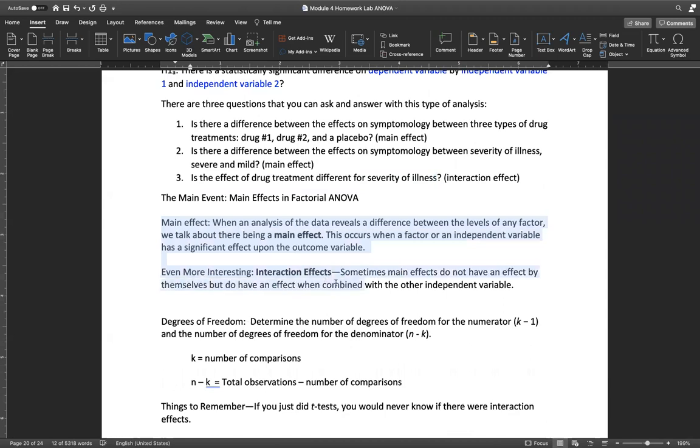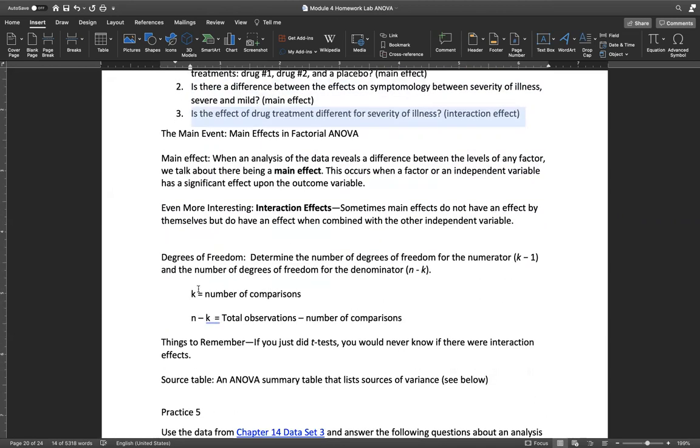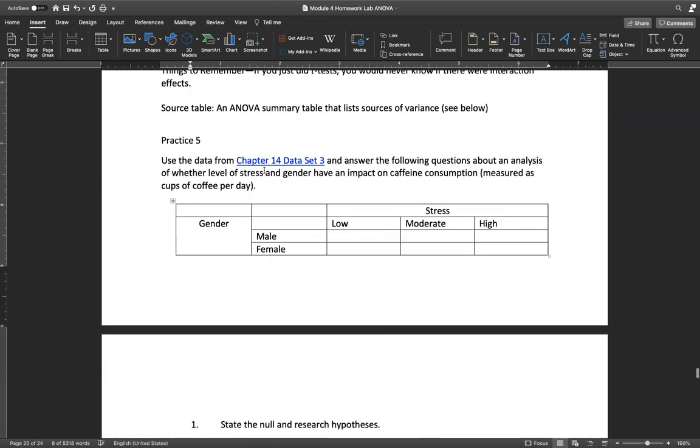So main and interaction effects are important to distinguish. So if I have this 3/2 factorial ANOVA, then I'm going to have 2 main effects and I'll have 1 interaction effect. All right. And then just like with our other things, K is our number of comparisons, N minus K is our total observations minus our comparisons. I have another data set for you to play with.